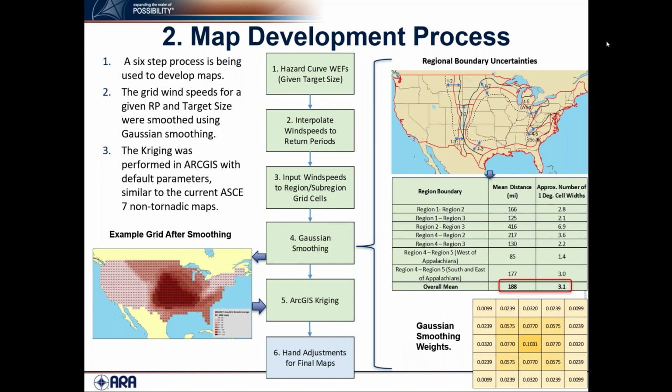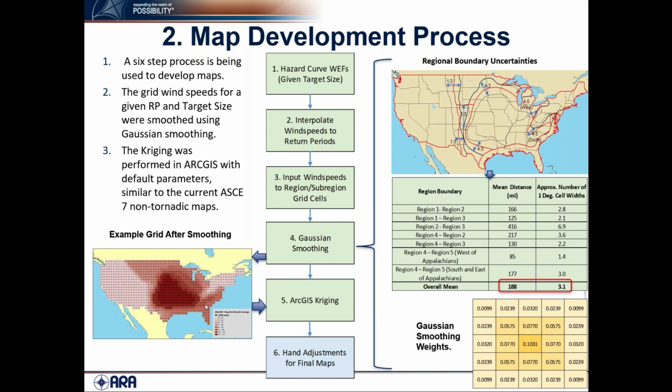Then on this slide, a busy slide, it shows how all of the different pieces come together to create the map. Let me start at the top right. If you remember, we had uncertainty in each of our region boundaries, and we use that uncertainty to help us with our smoothing. Step one, we take the hazard curves that Siddhan just showed you, and for each map we want to draw, with a certain return period and a certain target size, we use the right hazard curve, interpolate off that hazard curve, and populate a grid cell map with the wind speeds from each of those 9 regions.